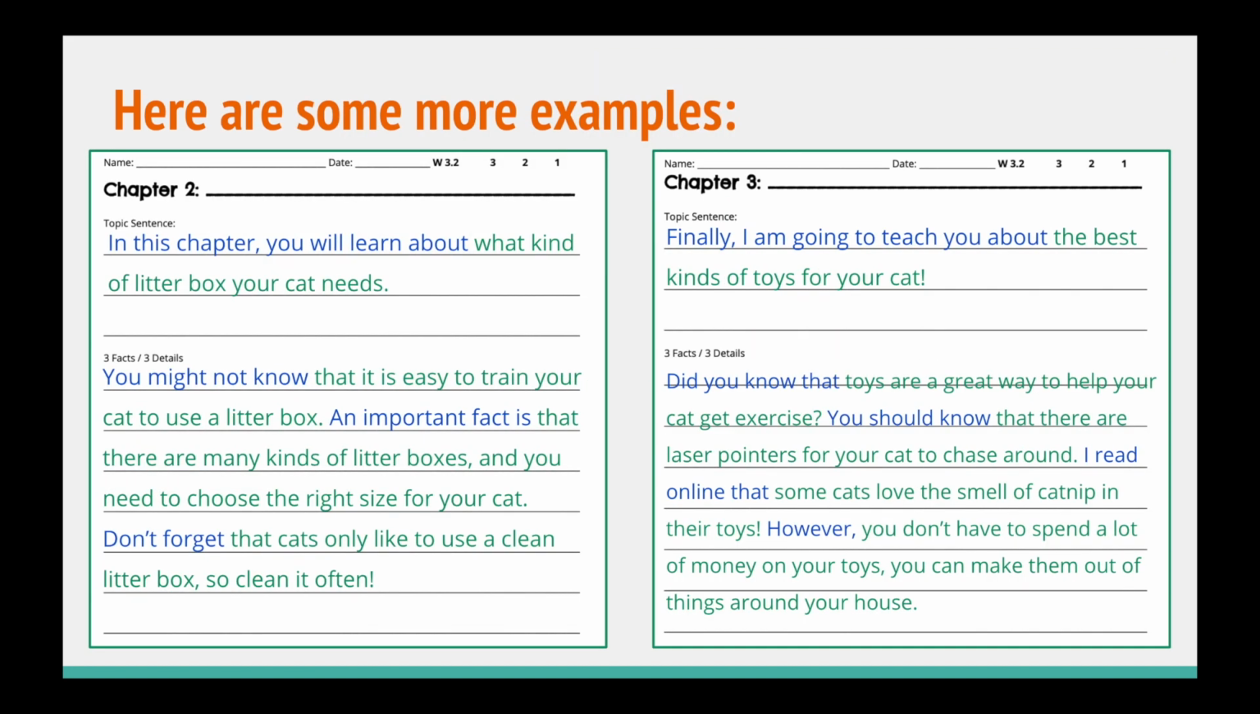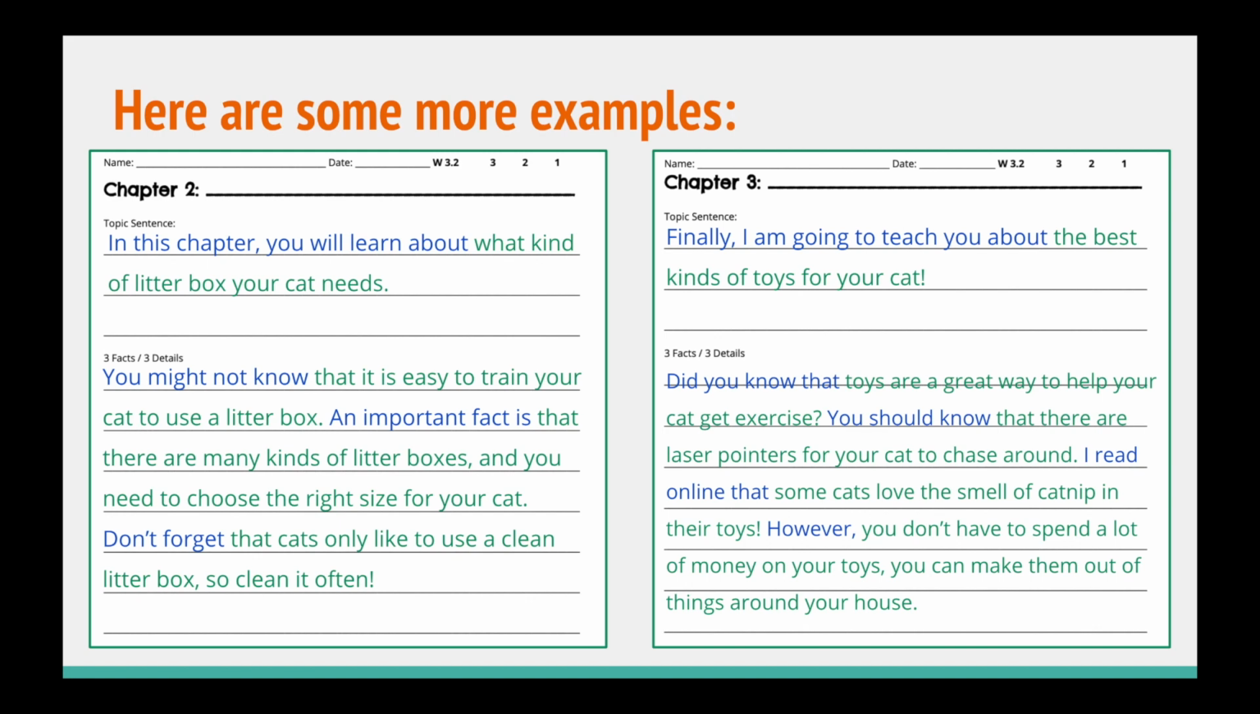Here's some more examples. Chapter 2. In this chapter, you will learn about what kind of litter box your cat needs. You might not know that it is easy to train your cat to use a litter box. An important fact is that there are many kinds of litter boxes, and you need to choose the right size for your cat. Don't forget that cats only like to use a clean litter box, so clean it often.